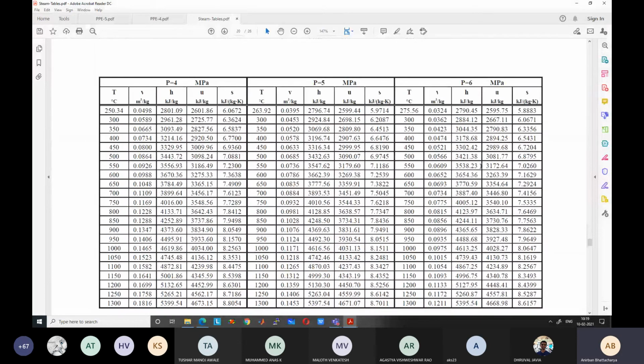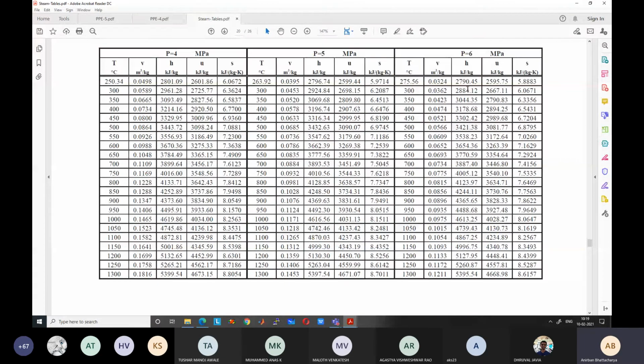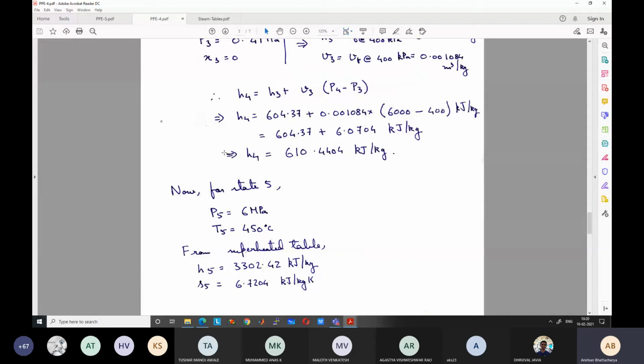6 MPa pressure and 450 degrees centigrade. So this is the entry corresponding to our state. So the enthalpy is 3302.42 kilojoule per kg. You can see that it is much larger as compared to previous values, which were 200 something and 600 something. Here it is 3302.42 kilojoule per kg.